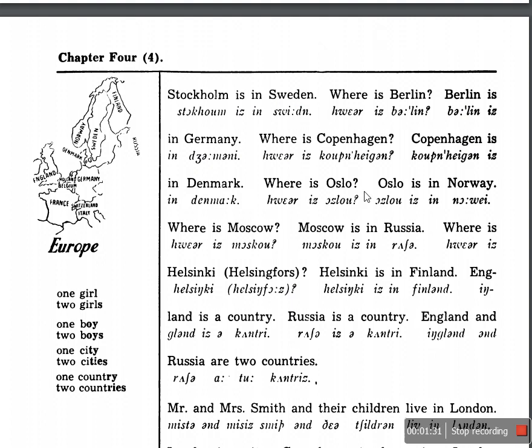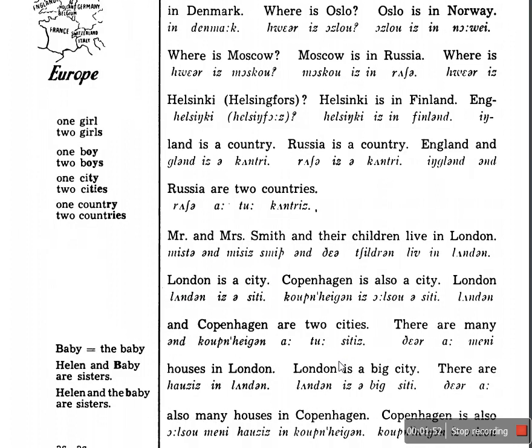Where is Oslo? Oslo is in Norway. Where is Moscow? Moscow is in Russia. Where is Helsinki? Helsingfors. Helsinki is in Finland. England is a country. Russia is a country. England and Russia are 2 countries.